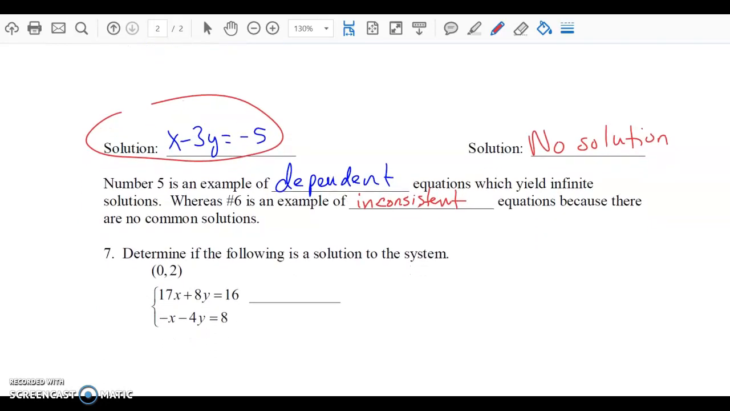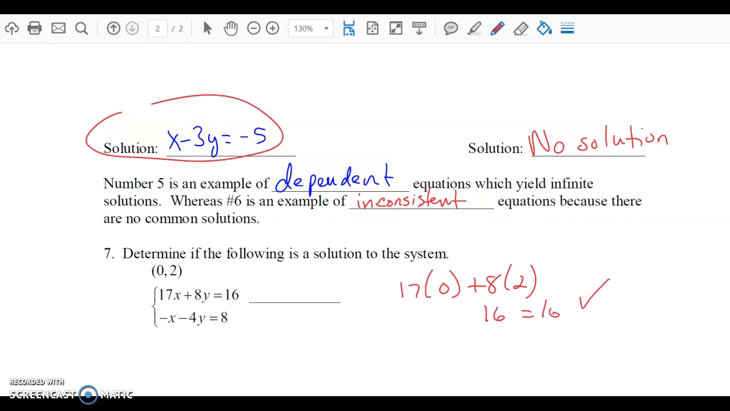So questions like 7 can come up. Determine if 0, 2 is actually a solution. So if we plug in 0 for x and 2 for y, we want to see if that yields 16. So that is 16 equals 16. So that's a check. But it's not enough just to do one equation.